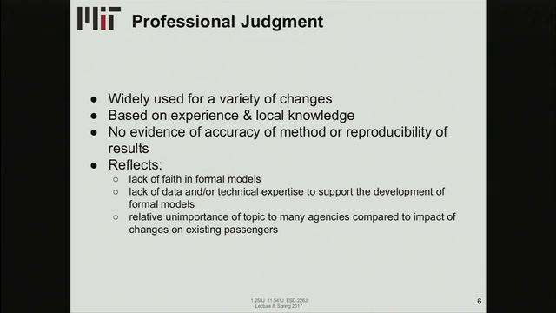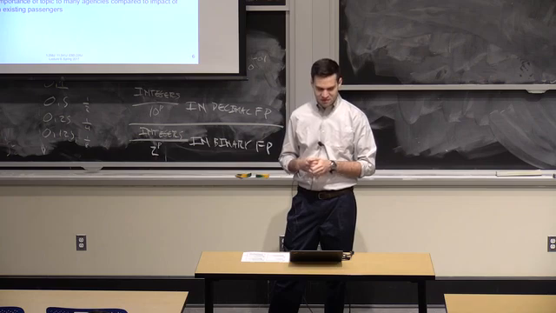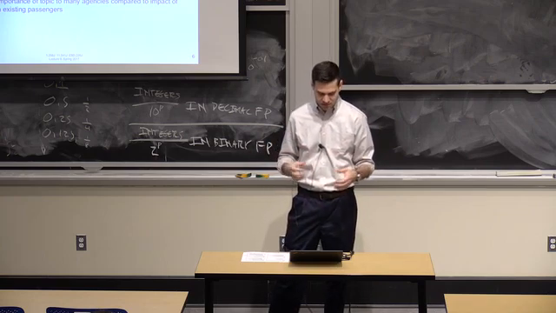Professional judgment. This is when you bring in, as an agency, either experts within the agency or consultants whose job is to predict ridership. They have a lot of experience doing so. They might have local knowledge, and of course the problem is that there haven't been any scientific studies that indicate the accuracy of these methods. They tend not to be reproducible. Every time you call someone in, that's a sort of one-shot deal, right? So you're not really able to replicate those results easily or understand what led to the prediction.